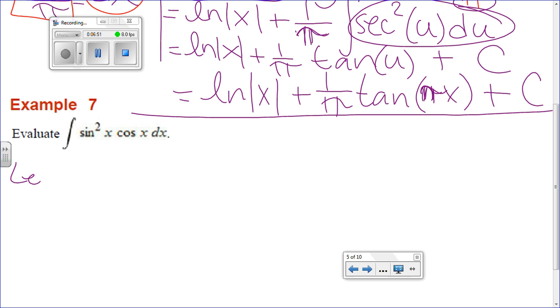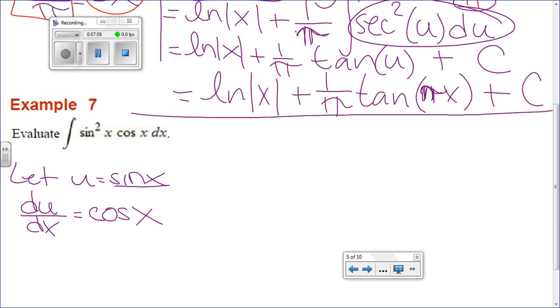So we're going to let u equal sine of x. If we take the derivative of u, du over dx is going to be cosine x, right? The derivative of sine x is cosine x. If you look at the function, we have here cosine x times dx. So that's why I chose u to be sine x and not sine square x or anything else.